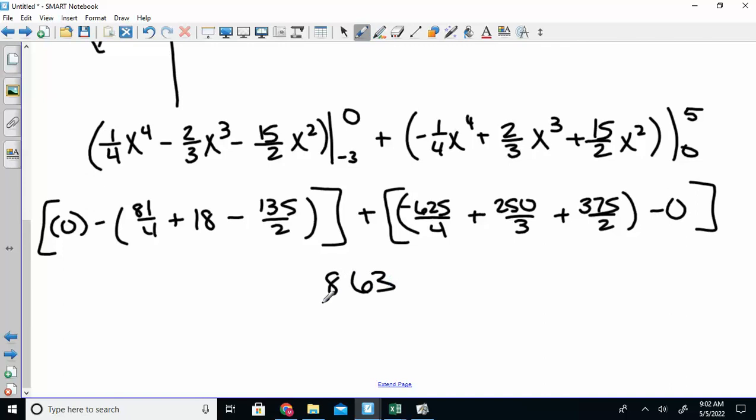And so then you should get 863 over 6, I believe, when you plug all that in. Is that okay with everybody? Understand the setup. Ignore my negative or my ugly numbers on that one.